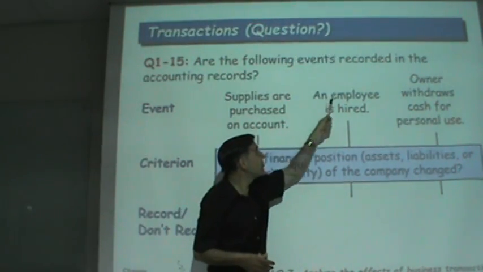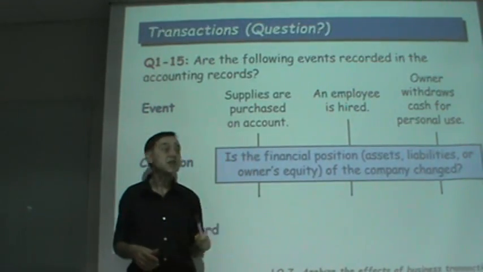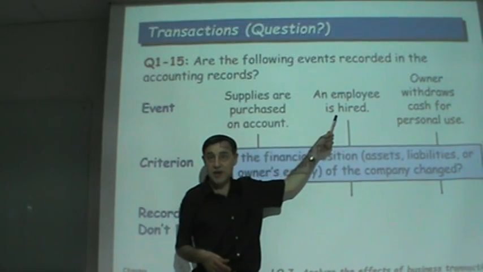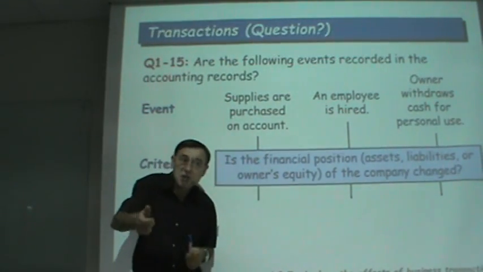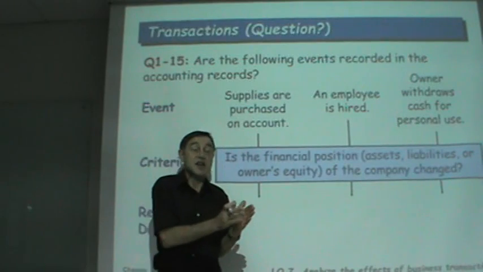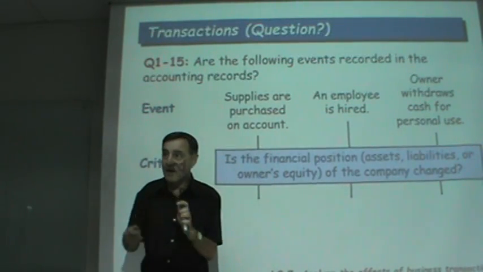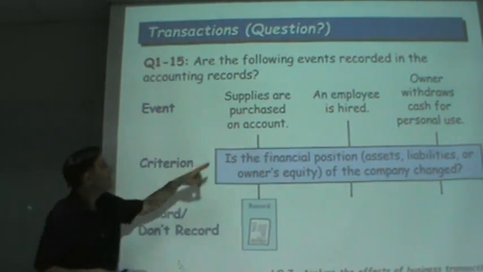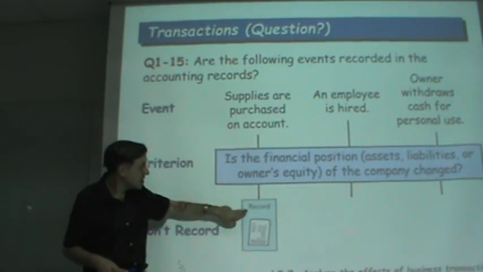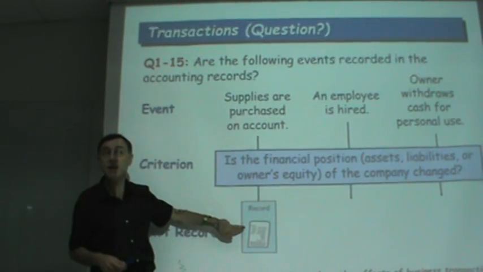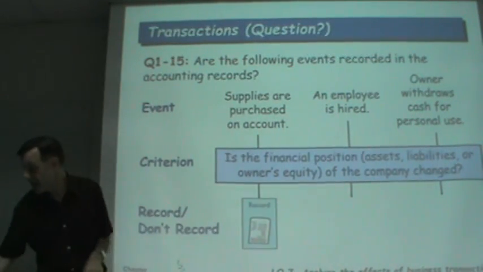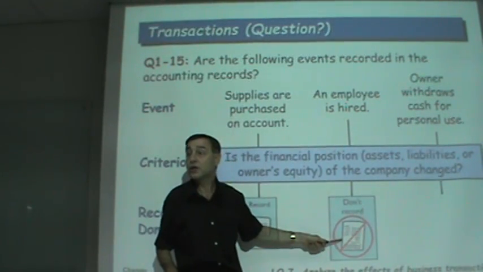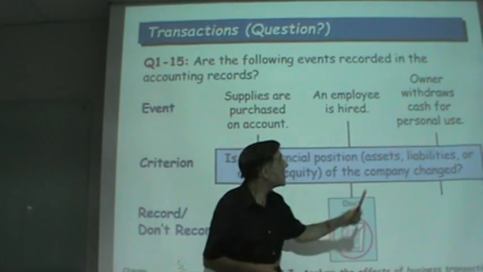Next example, an employee is hired. In this particular case, it is not a transaction, okay? Nothing really is happening. There is no payment. There will be a transaction at the end of the month when they actually pay. You see, supplies are purchased, it's a transaction, you must record. Then for the employee is hired, you don't record.